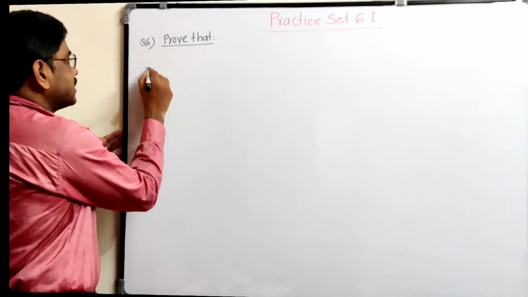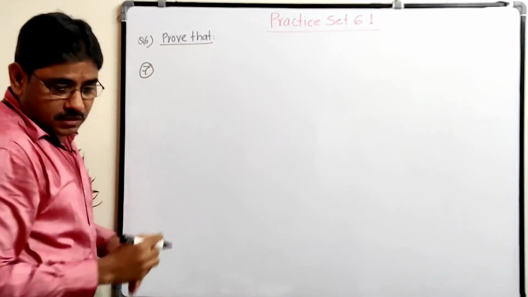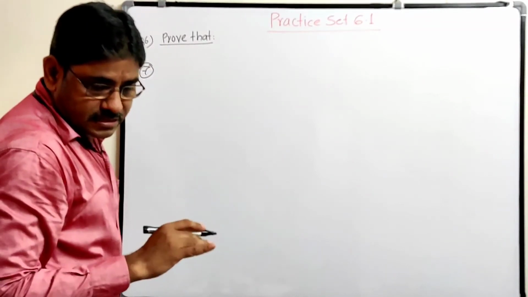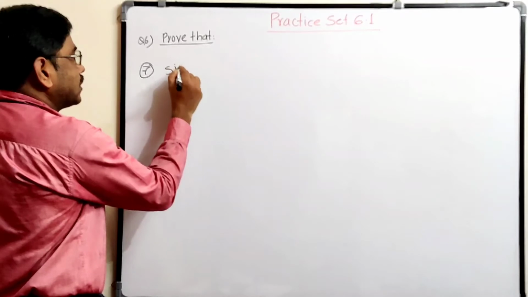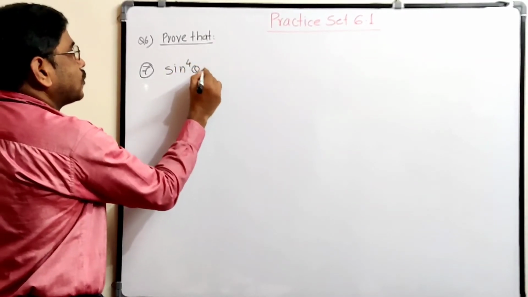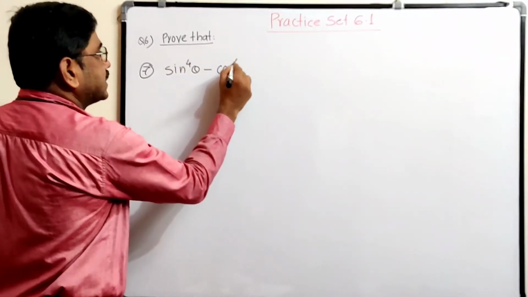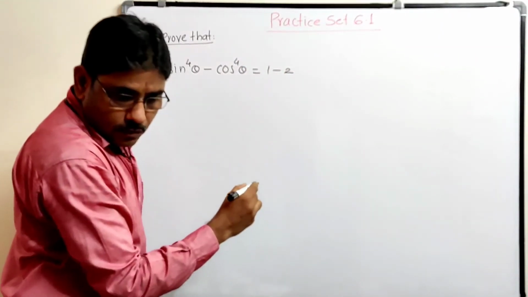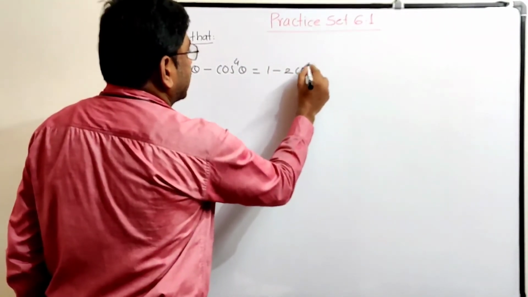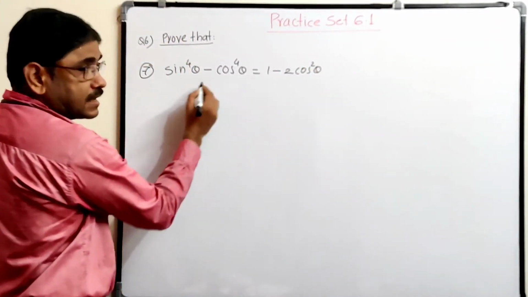Let's see the seventh sum. In the seventh sum, that sum is changed. Where sec raised to 4 is written, we have to take sin raised to 4. That sum is actually like this: sin raised to 4 theta minus cos raised to 4 theta is equal to 1 minus 2 cos square theta. This we have to prove. So there is a mistake here, sec is written.